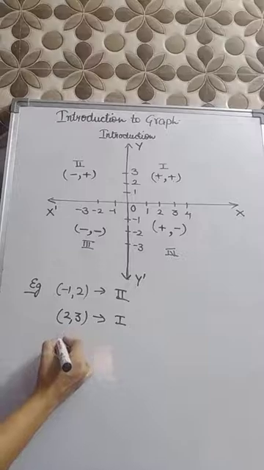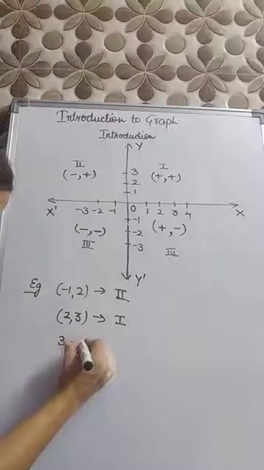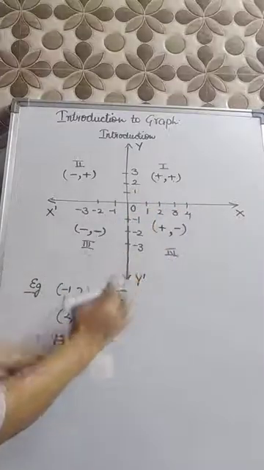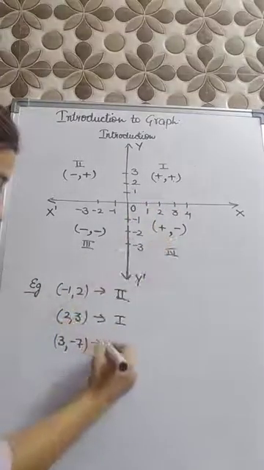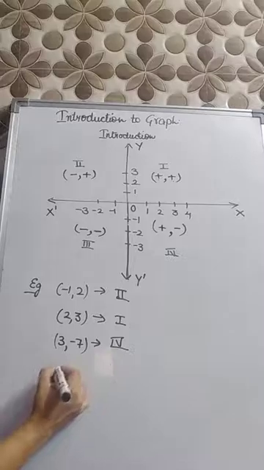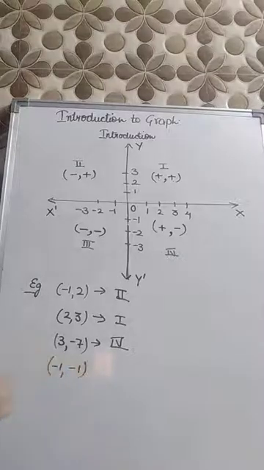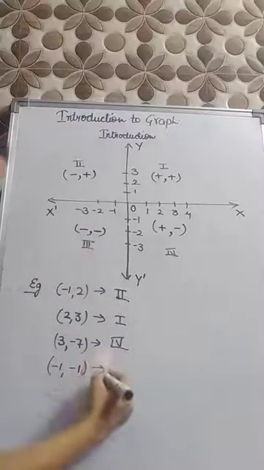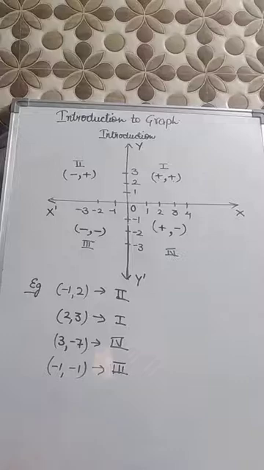Next, suppose I have written 3, -7. In this, x is having positive value and y is having negative value. So it will lie in your fourth quadrant. Like I have written this point -1, -1. In this, x is negative, y is negative. So both the signs are negative. So it will definitely lie in your third quadrant. So a one mark question can become like this. You have to tell in which quadrant the following point will lie.